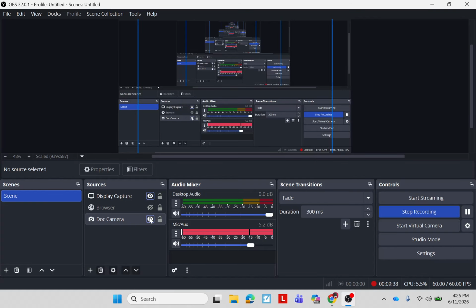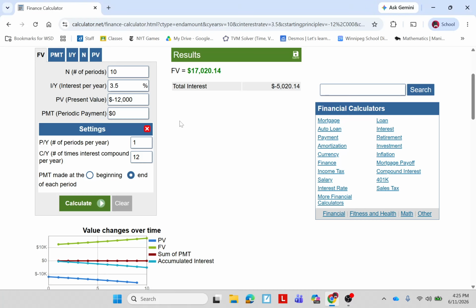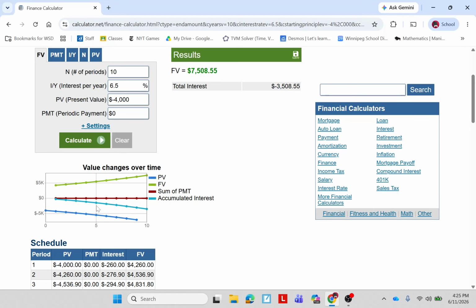So we'll switch one more time to the financial calculator, and we'll do both of these calculations here. So first we'll do the bonds, 6.5%. Present value is 4,000, and again, it's going to be negative, and we're going to change our compounding number to 1. So when we hit calculate, the future value is $7,508.55.